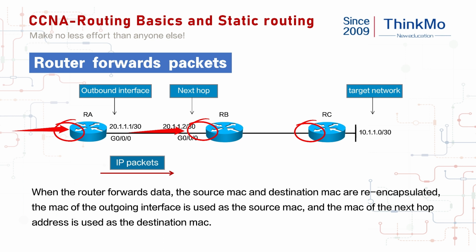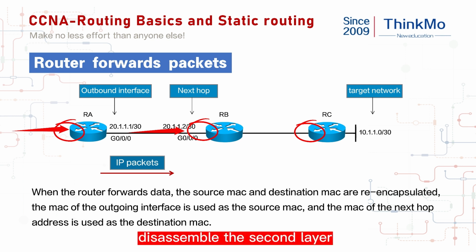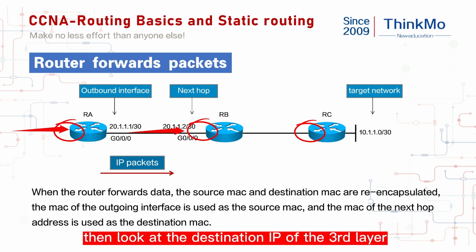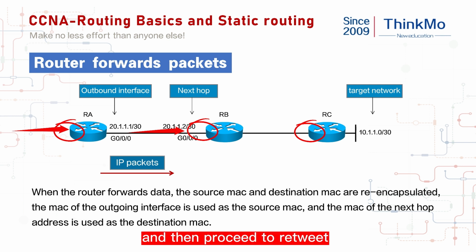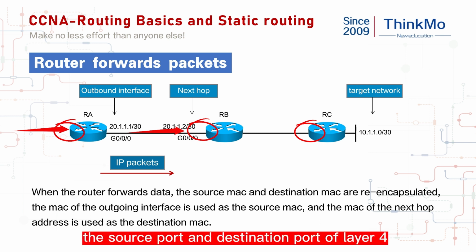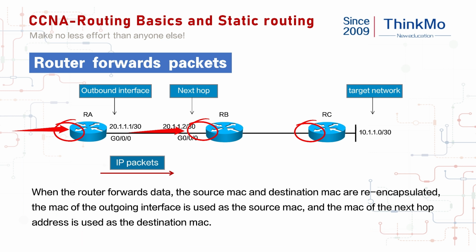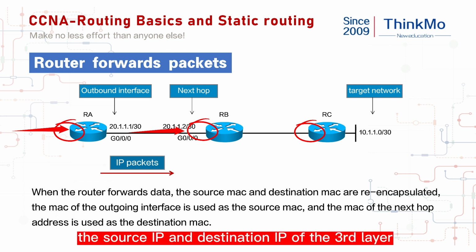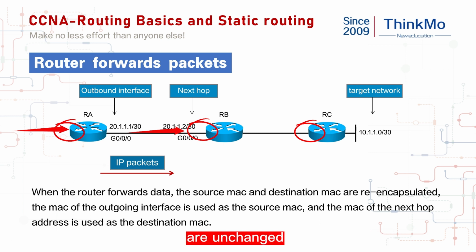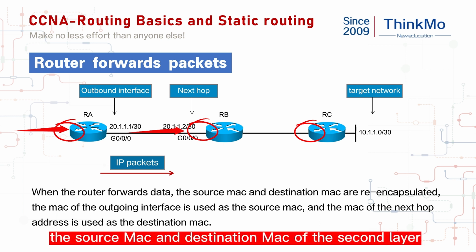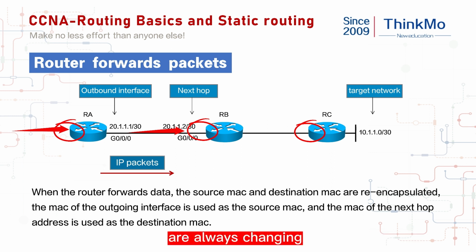That is, data arrives at the router. Disassemble the second layer, then look at the destination IP of the third layer, and then proceed to forward. In the forwarding process, the source port and destination port of layer 4 are unchanged. The source IP and destination IP of the third layer are unchanged. The source MAC and destination MAC of the second layer are always changing.